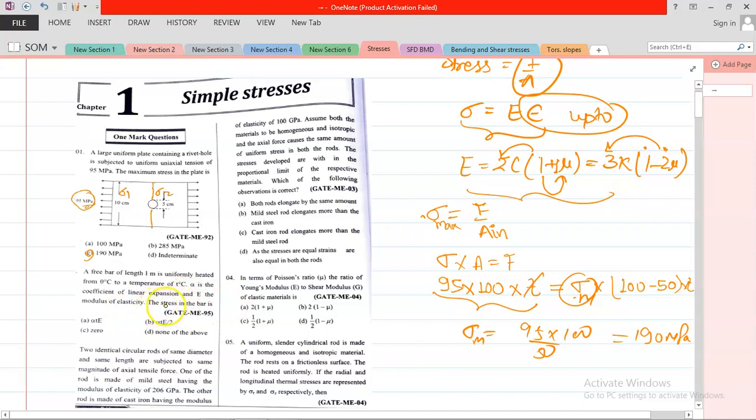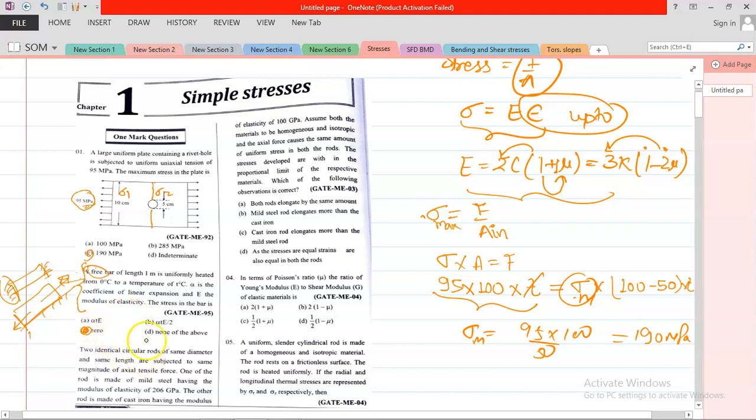The stress in the bar is... you can see in this question it is not written that your rod is rigidly held in between. It is not said that. It is lying as a free bar. Look, it is written a free bar. A free bar is put on a table. Now it is heated and it is free to elongate in any direction. So as I just told you, without any constraint around the boundary, the thermal stress will be 0. So here the option is C.